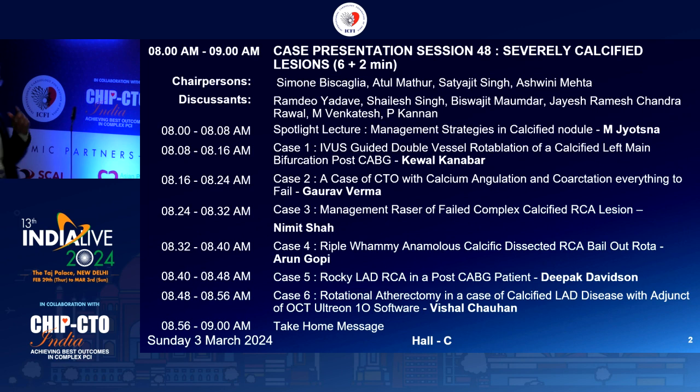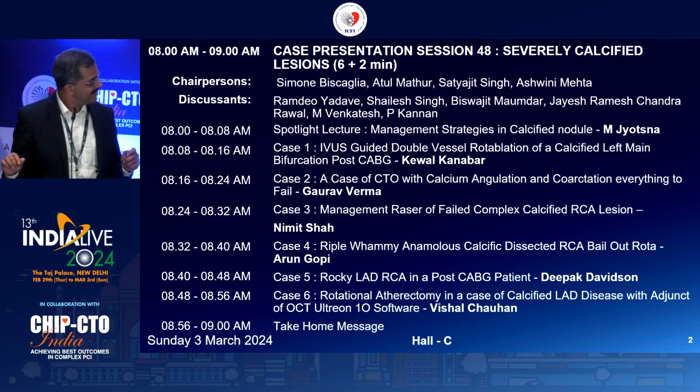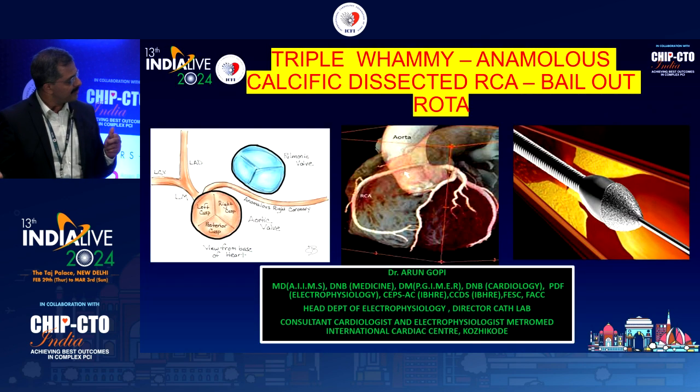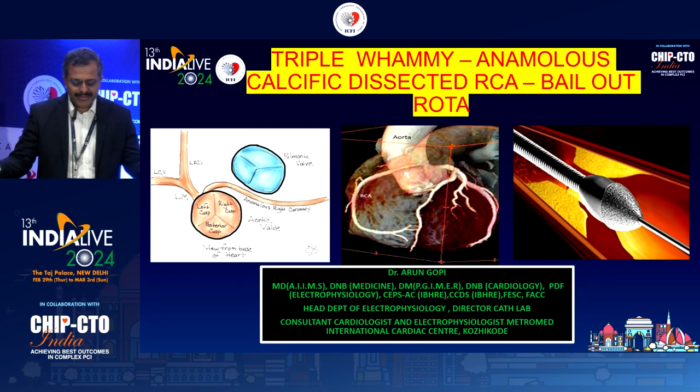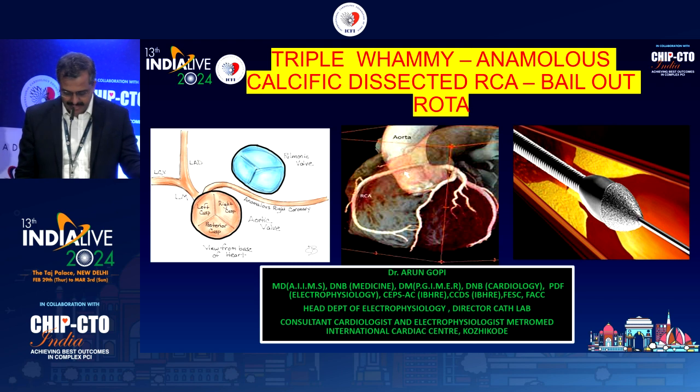I think he'll be talking on triple whammy: anomalous calcific dissected RCA bailout with rota. So, interesting title. Yeah, it was actually a triple whammy, and we're dealing with an anomalous calcific dissected RCA, and how rota helped in bailing out this situation.